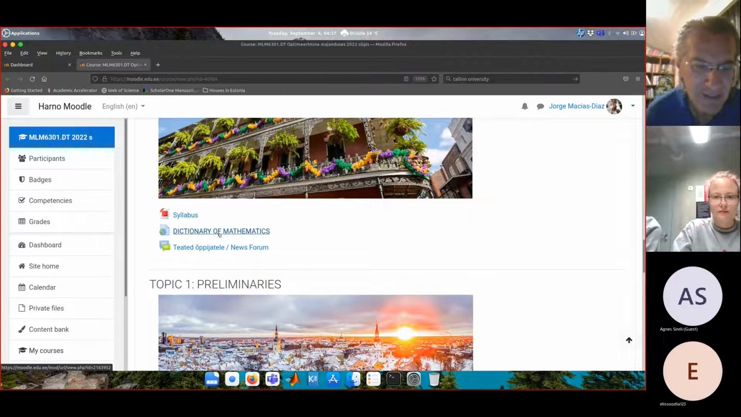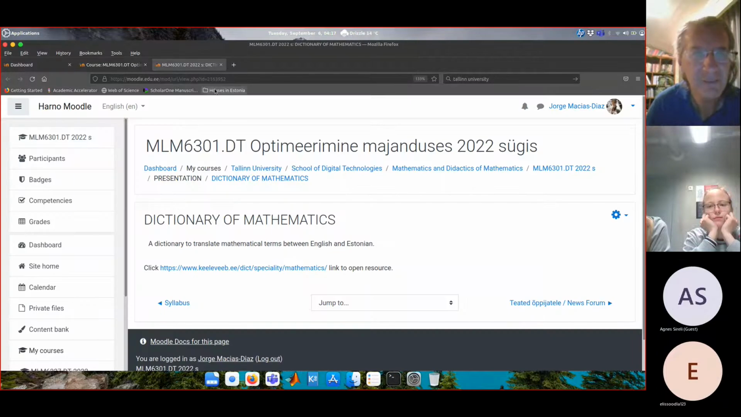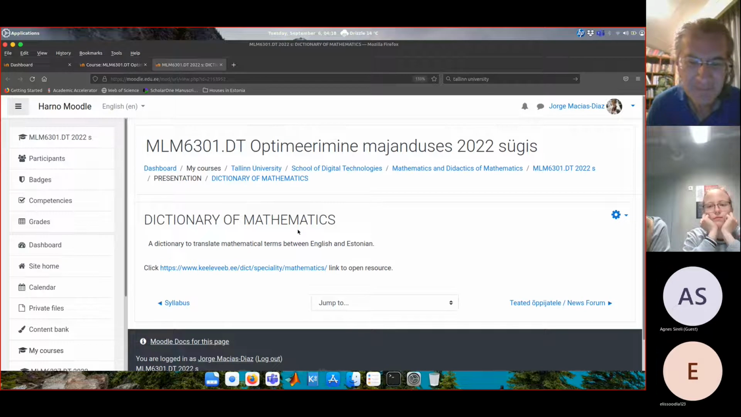Here I have a link that some students gave me last year. It is a dictionary of mathematics to translate terms between Estonian and English. If you go to that link, I guess this will help you translate mathematical terms between English and Estonian. I hope it's useful.